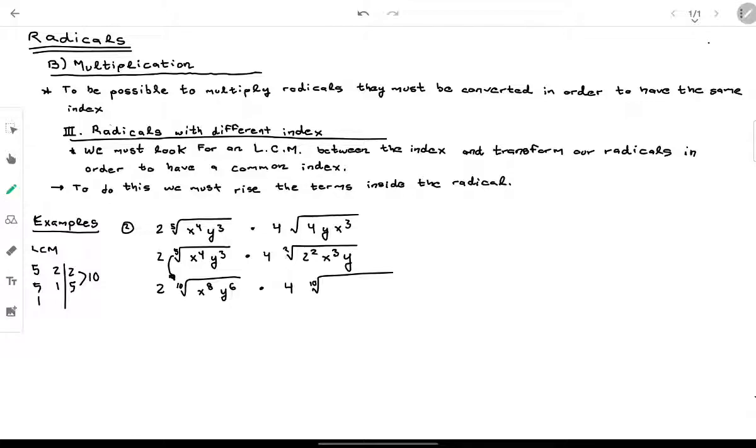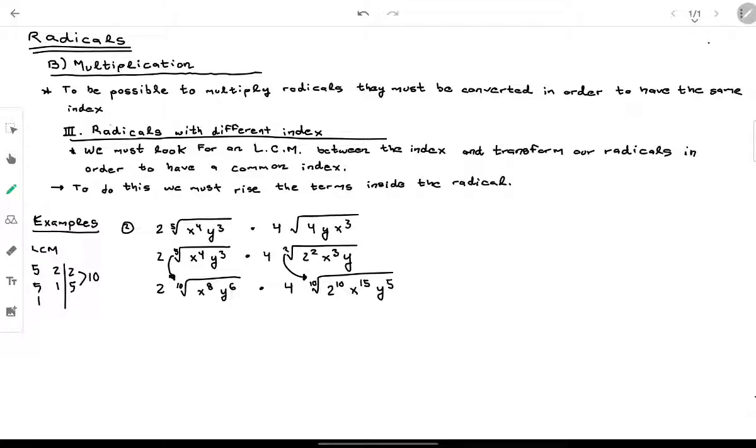Here it's going to be 2. To become 10, I need to multiply it by 5. That means I will raise whatever is inside to the power of 5. So it's going to be 2 to the 10, because I need to multiply the power by 5. x is going to be to the 15 and y is going to be to the 5.